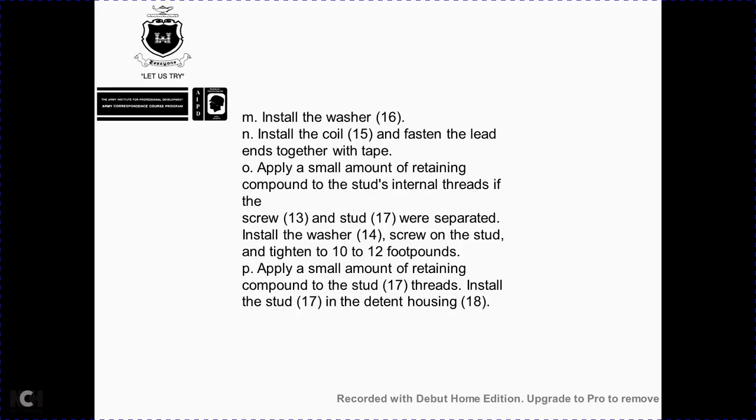Install the washer 16. Install the coil 15. Fasten the lead ends together with tape. Place a small amount of retaining compound on the stud internal threads for the screw 13. Install the stud 17 with the washer 14. Screw the stud in, tightening to 10 to 15 pounds. Place a small amount of retaining compound on the stud 17 threads. Install the stud 17 with the detent housing 18.